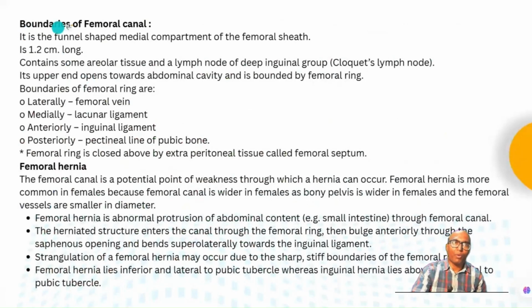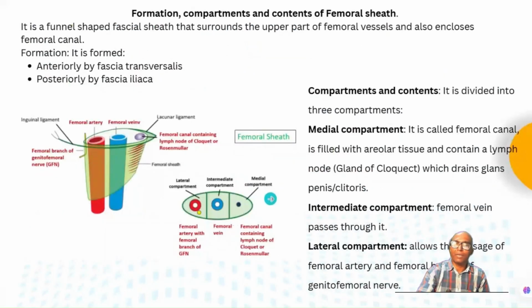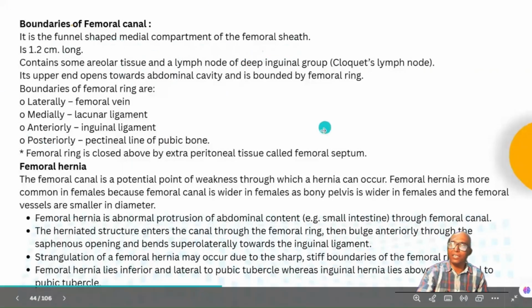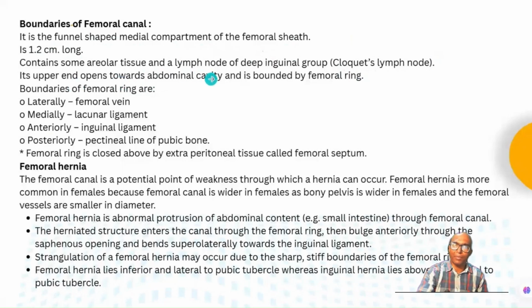Boundaries of the femoral canal: it is the funnel shaped medial compartment of the femoral sheath. So the most medial compartment forms the femoral canal. It is around 1.2 centimeters long. It contains loose areolar tissue and a lymph node, that is the deep inguinal lymph node or Cloquet's lymph node. Its upper end opens towards the abdominal cavity and is bounded by the femoral ring.